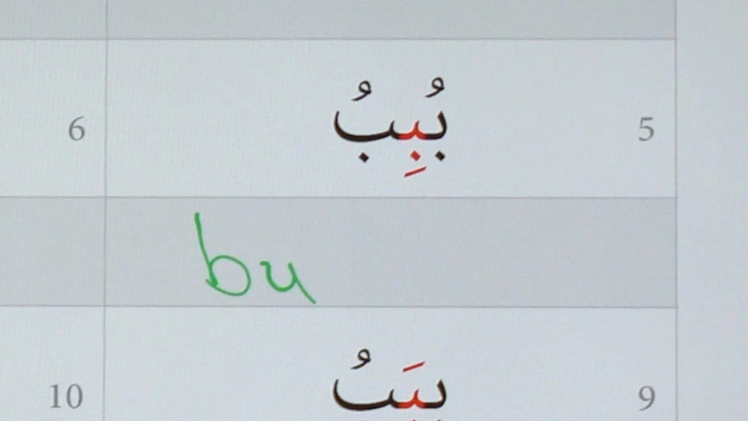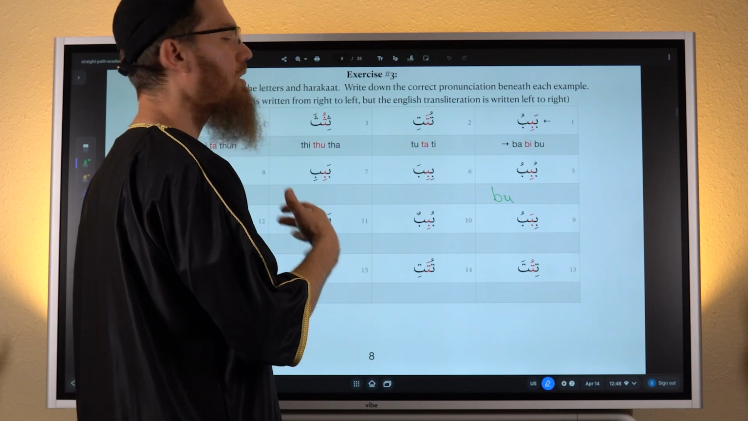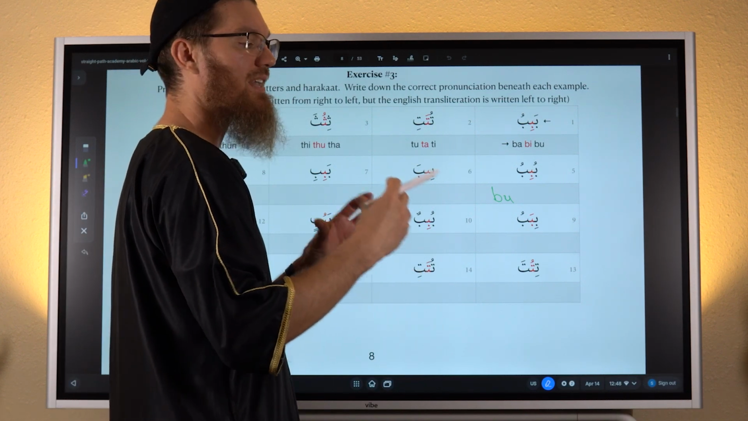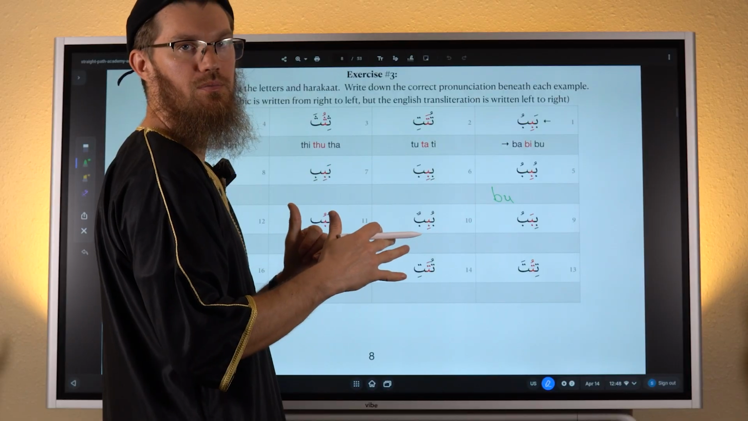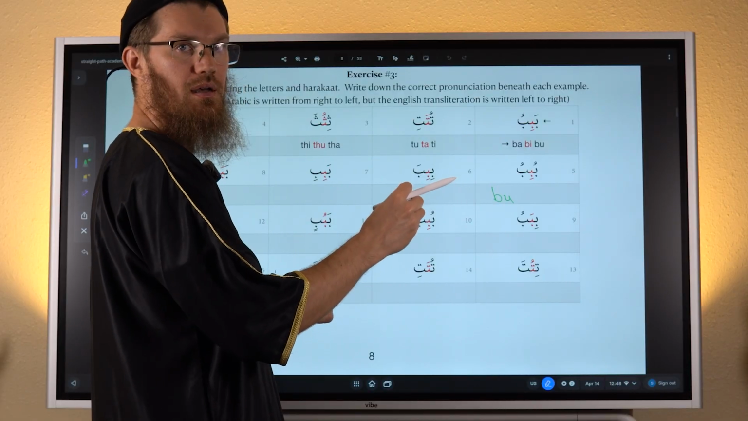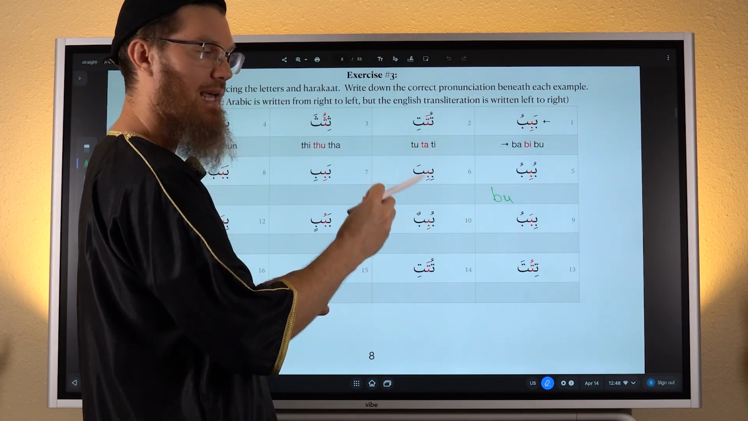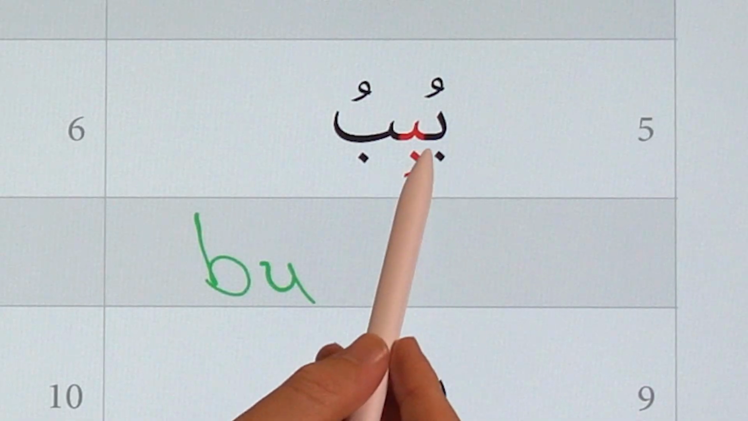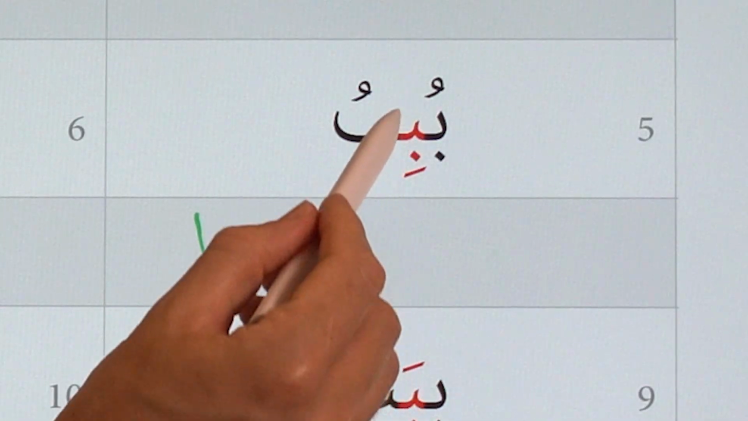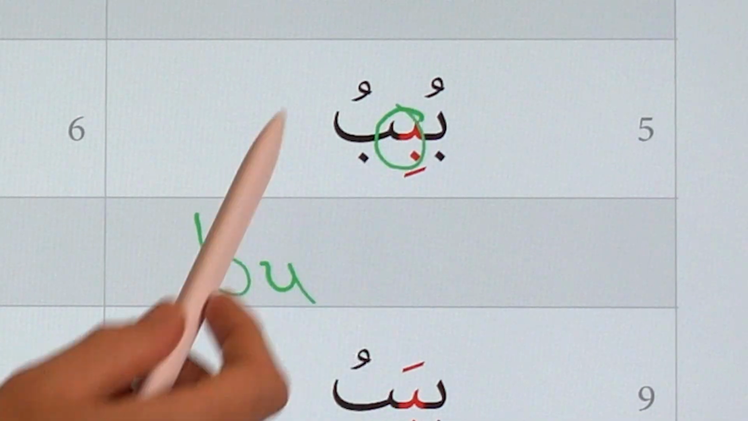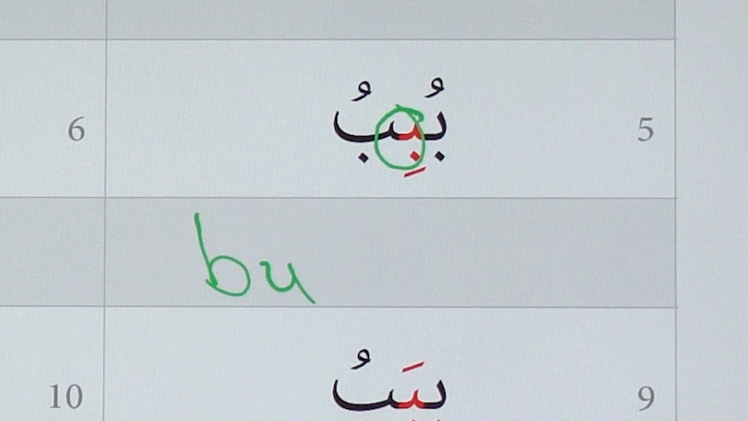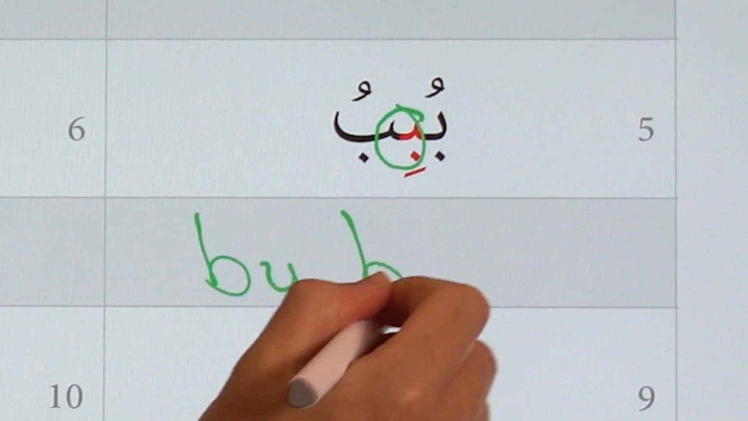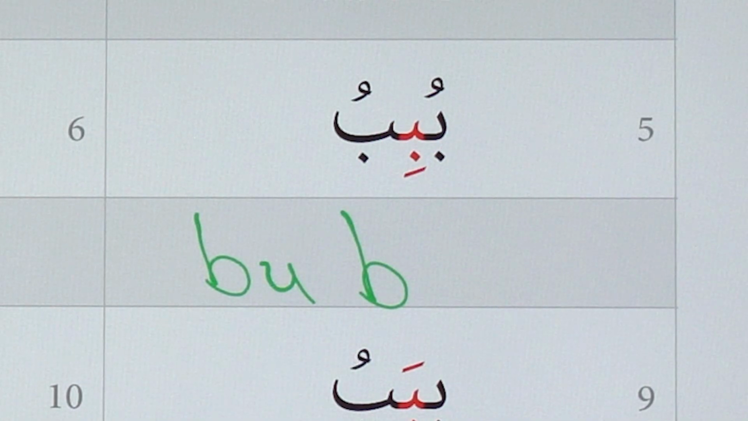But then we want to go to the next letter, because no matter how long a word is, no matter how many letters are connected, we're always going to maintain that same sequence. We're going to look at the letter and then the haraka. The letter, the haraka. The letter, the haraka. So now that we identified the first letter and haraka, now we're going to go to the second letter. What letter is this? Which letter has 1 dot beneath? That is the letter ba. So we're going to write a B for the letter ba. What's the next step? We're going to look at the haraka.